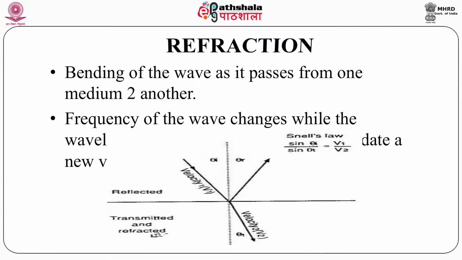Next is refraction. This is the bending of waves as they pass from one medium to another, as shown in the figure. You can see here that a percentage of the wave is refracted. It deviates from its original path. Therefore, when a sound beam passes from one medium to another, its frequency remains constant, but its wavelength changes to accommodate the new velocity in the medium. Refraction causes artifacts, which we call refraction artifact, which might lead to spatial distortion.